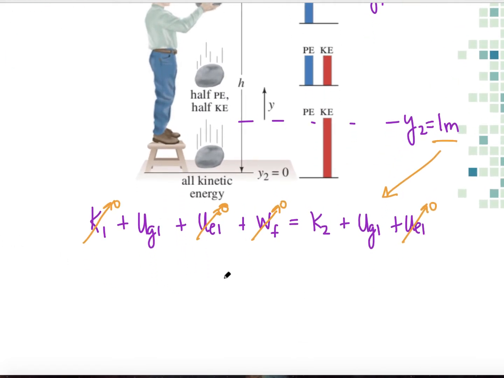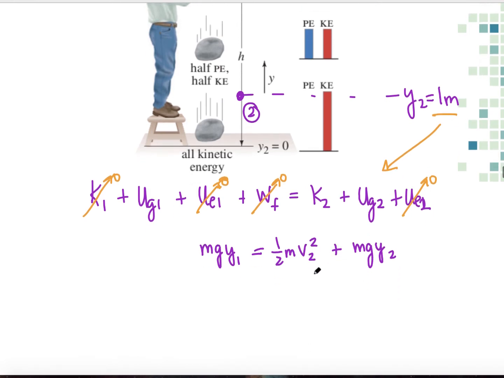So I have UG1, so that's mass times g times y1, is equal to 1/2 mass times my velocity at point 2. So point 2 is about right here. We'll call this 2. Plus mass times g times y2. I apologize, this should be a 2. So should this. And so we're looking for velocity at this point. So let's rearrange this after we make a simplification.